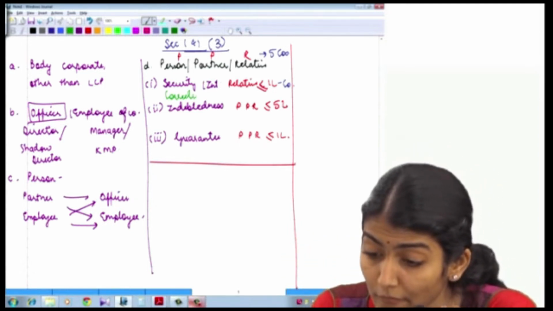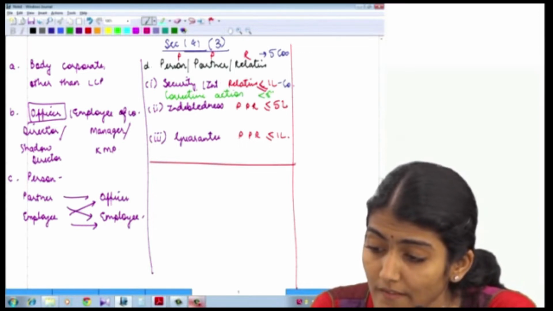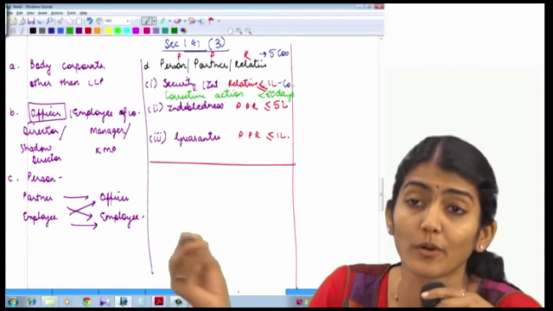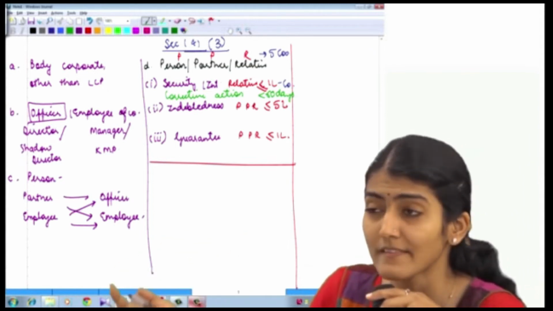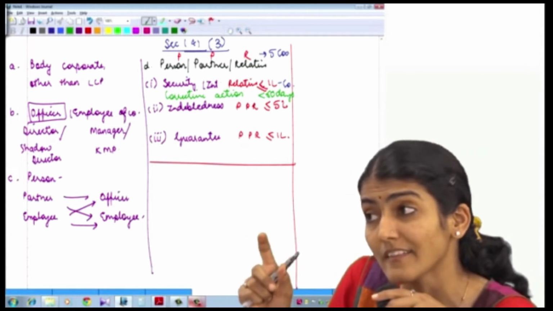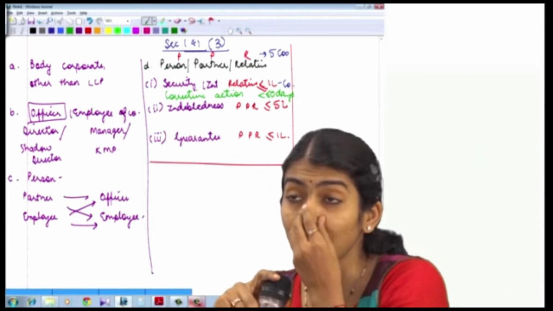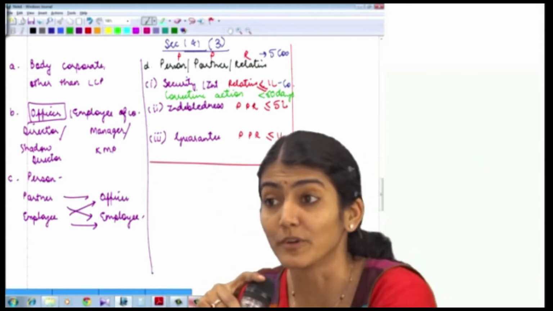Relative can take. If relative exceeds the limit, then corrective action is to be taken within 60 days. I, partner, cannot hold only. You'll say, I will hold the share and sell it within 60 days. No. The benefit of corrective action, the grace period, has been given only to the relative. You understand?